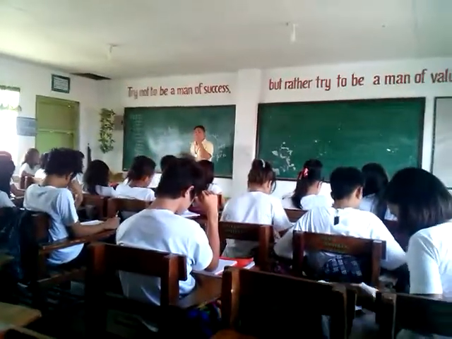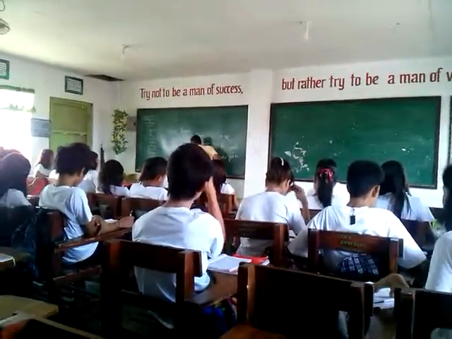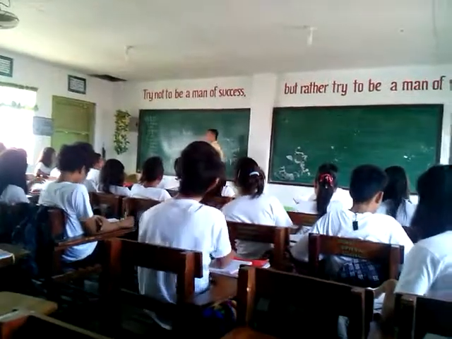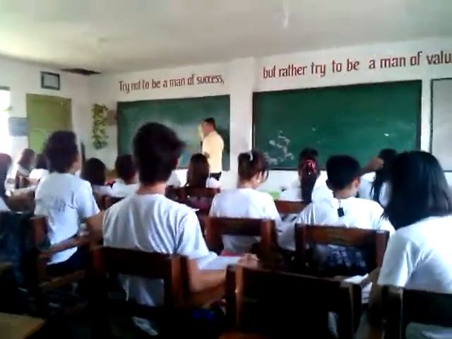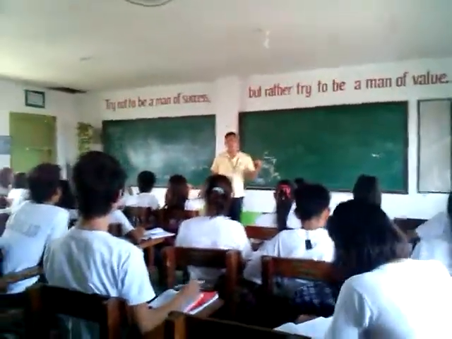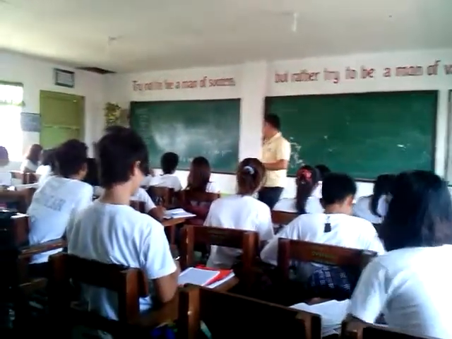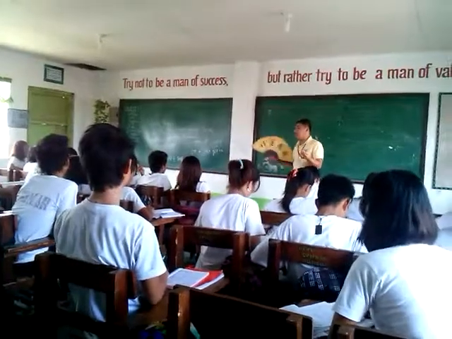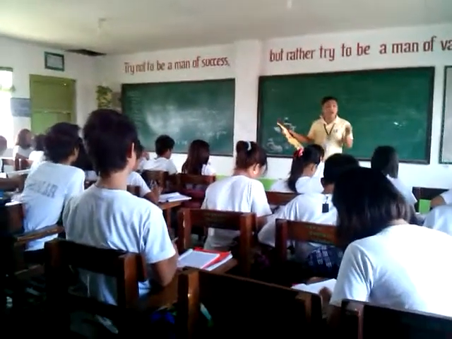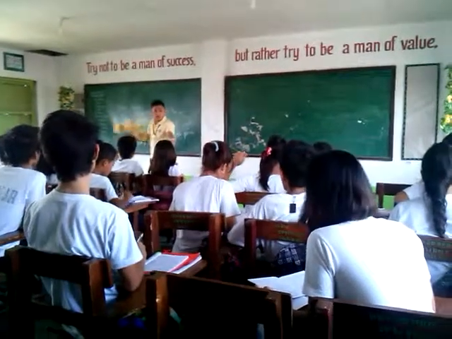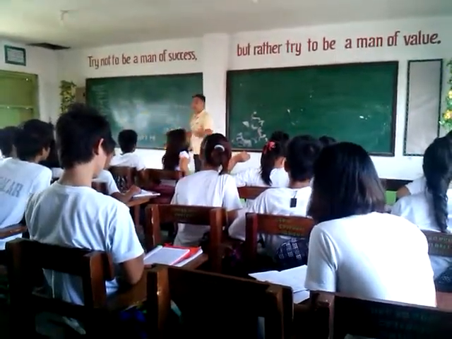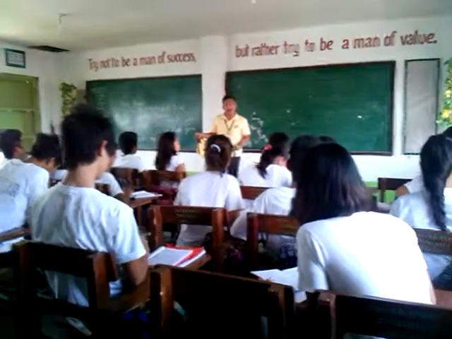To form a gerund, we use the verb, the base form, plus ing. Now, what is the function of the participle in a sentence? A participle functions as what in a sentence? Modifier. Yes. Modifier. Okay, very good. It functions as a modifier.